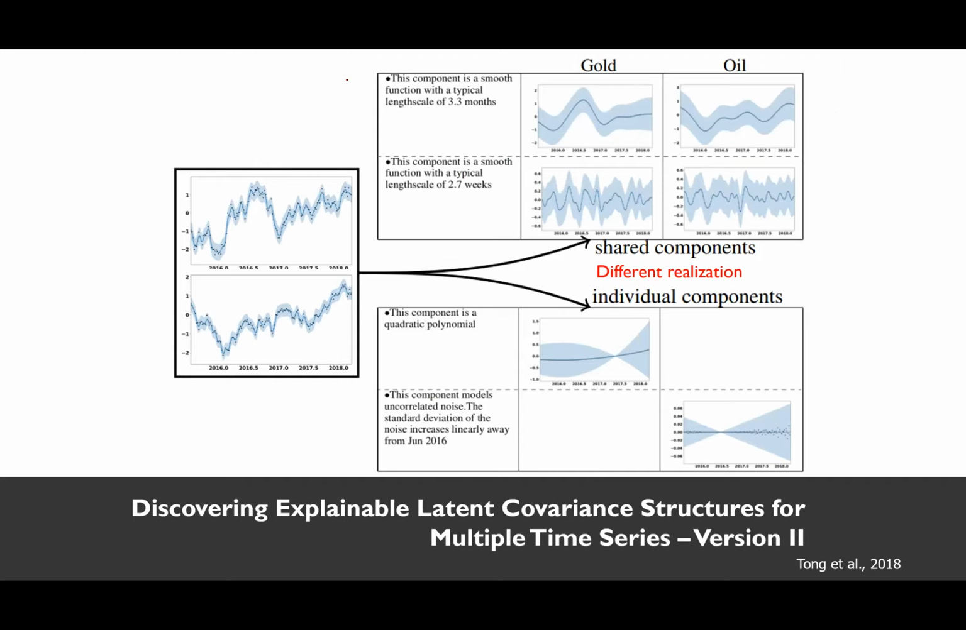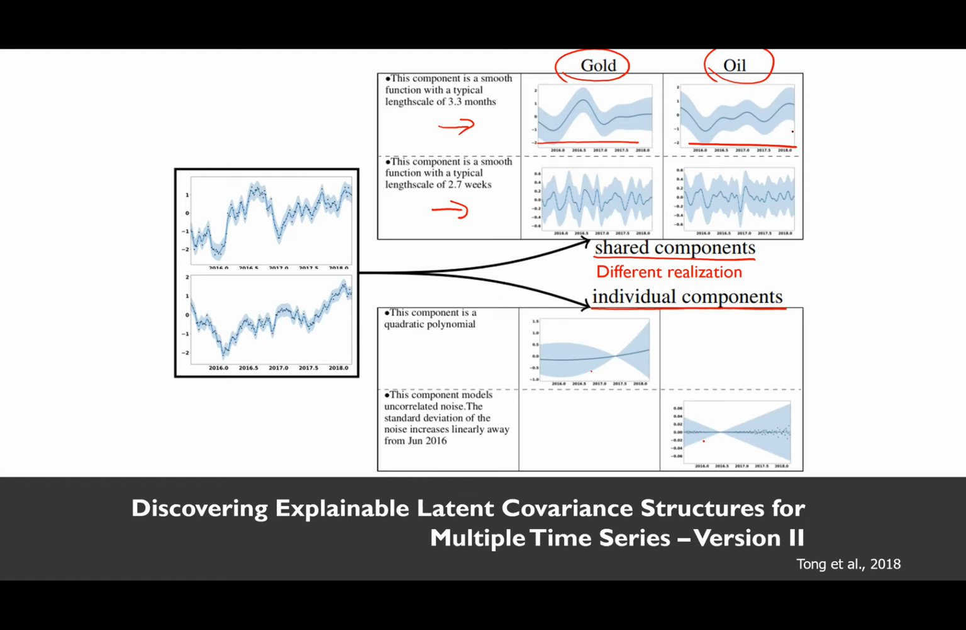Even if we have the same kernel, we may have different instantiations. So we can have a shared component and an individual component. The individual component is not shared for the gold price and oil price. Even if they share the same kernel component and the kernel parameter, their actual pattern and shape may not be the same.